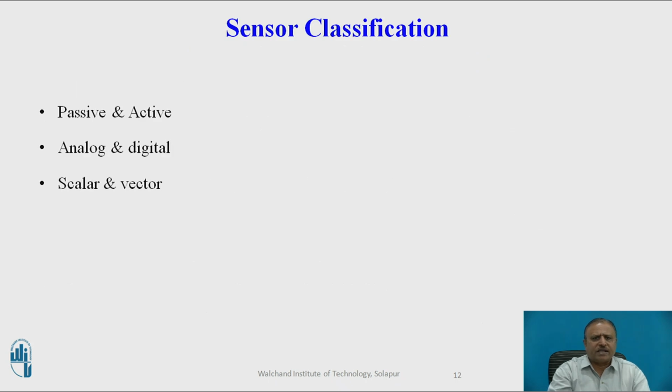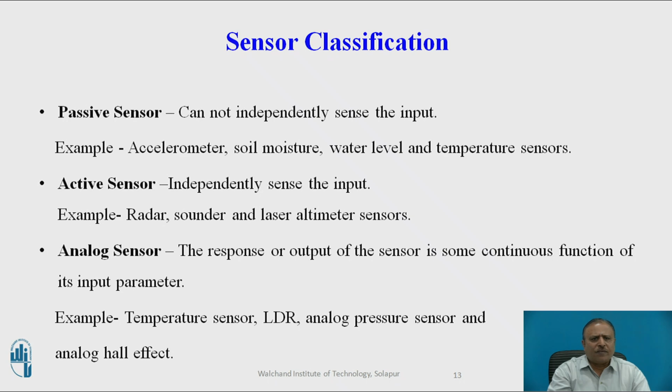The next part is sensor classification. There are three types of classification: passive and active sensors, analog and digital sensors, scalar and vector sensors. The first one is passive sensor, which cannot independently sense the input. For example, accelerometer, soil moisture, water level and temperature sensor. Next is active sensor, which independently senses the input. For example, radar, sound and laser altimeter sensors.